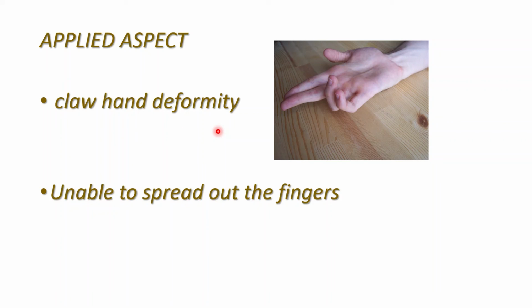In case of ulnar nerve palsy, the patient is unable to spread out the fingers due to the paralysis of the dorsal interosseous muscles also. So the power of adduction of the thumb is lost. Flexion of the ring and the little finger is also seen to be lost. So this is about the clinical importance of the ulnar nerve.